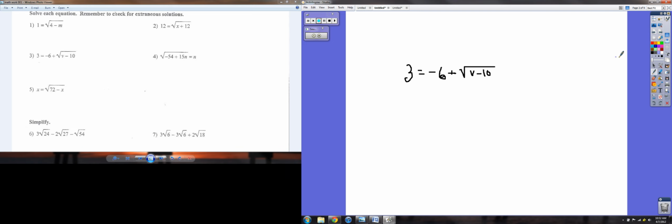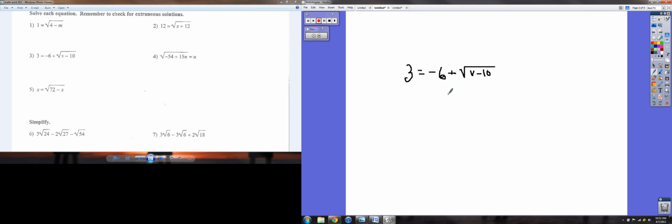Okay, on to the next one. This one is number 3 on your worksheet. I know you said you had done 1 through 4, but I just want to make sure that we're doing these right. So the first thing you want to try to do is isolate this radical here so that we can square both sides.